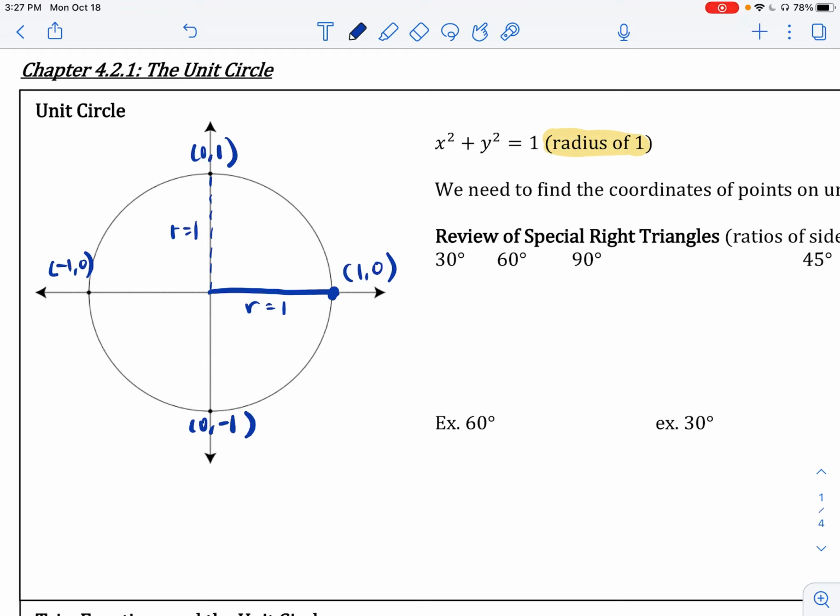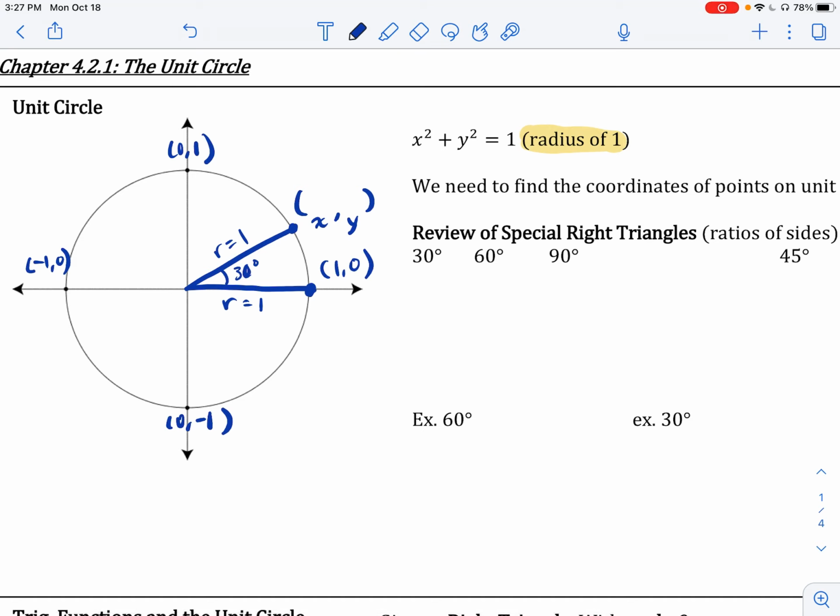However, what if I told you that we have an angle such as this, where this angle here were 30 degrees? Would I be able to find its x and y values? What is the ordered pair to represent that coordinate there, understanding again that this radius is equal to 1? Well, the answer lies in our understanding of special right triangles. If you think back to geometry, there was something called special right triangles.